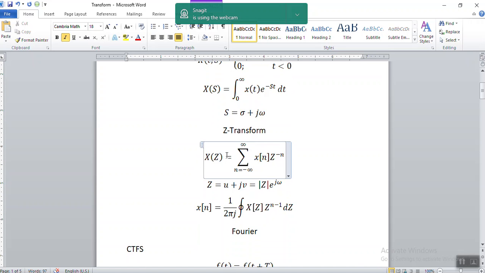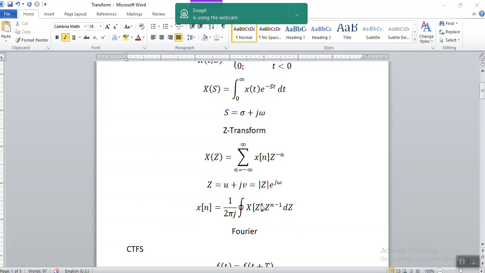Okay. Similarly, in case of discrete time LTI systems, the output y of n is nothing but the convolution of x of n and the impulse response h of n. So, equivalently in Z it is multiplication. So, in the Z domain it is y of z is equal to x of z into h of z, and from which you can calculate h of z is equal to y of z divided by x of z, from which you will get a numerator polynomial divided by a denominator polynomial.